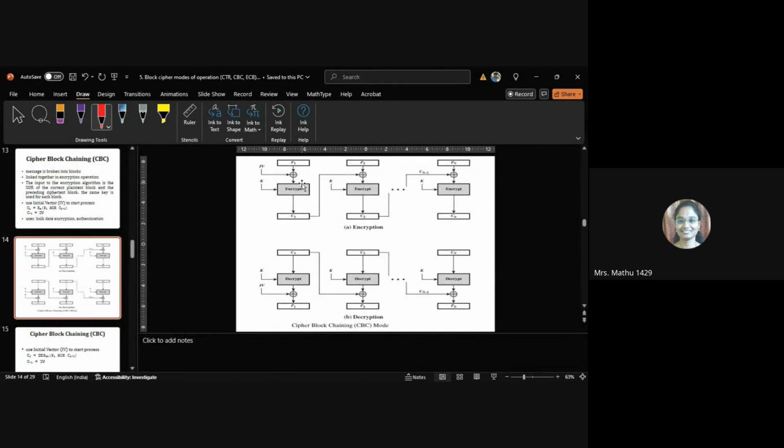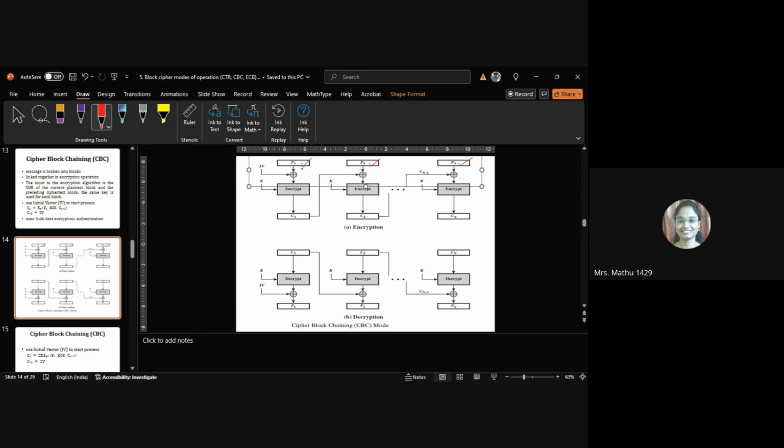If you look at this picture, you'll be able to understand. Here we have the plain text blocks. The message is divided into blocks of plain text, and each block is of the same size.